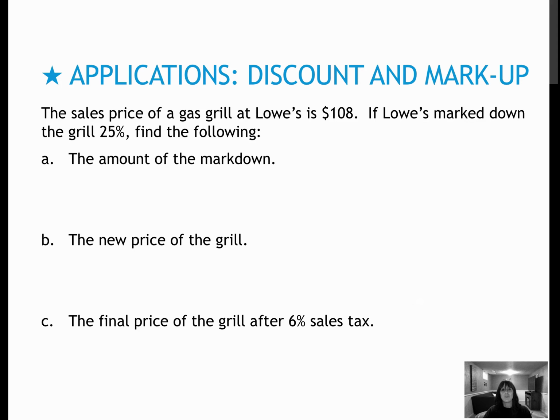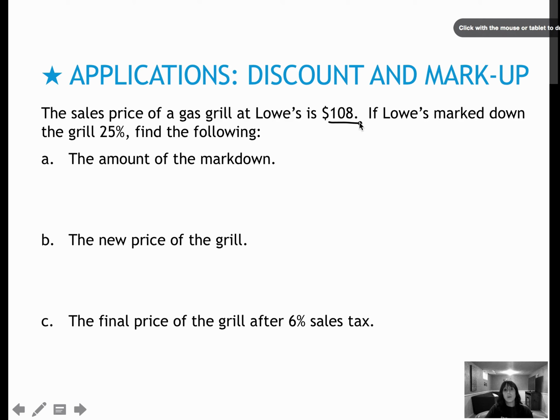One last question for you to try on your own. Try all 3 parts, then press play to see how you did. You have a sales price of a gas grill at Lowe's for $108, and it was marked down 25%. So we need to start by finding the amount of the markdown and the new price of the grill.